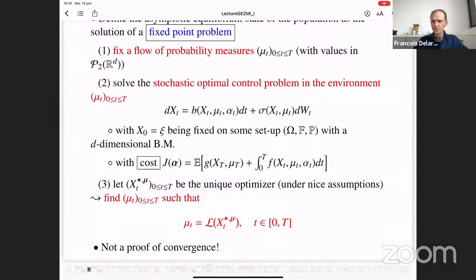But as I told you, this is not a proof of convergence. This is just a way to guess what should be a solution. But now the difficulty is that even though you do that, you would like to get something that is somehow more tractable for the fixed point.